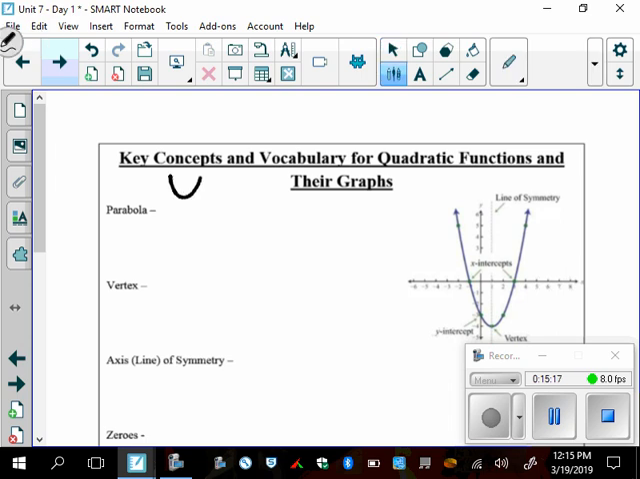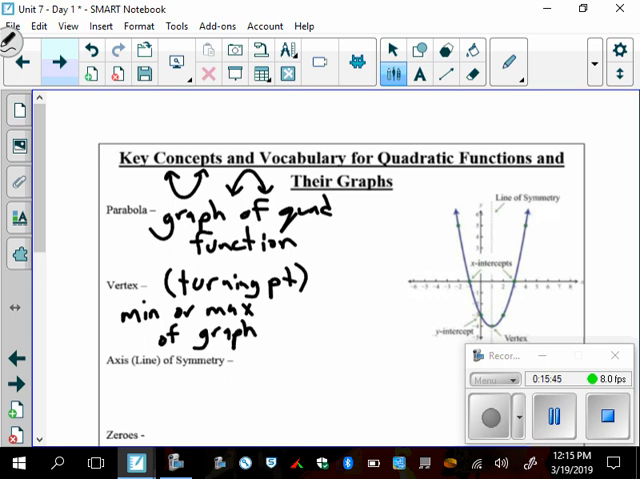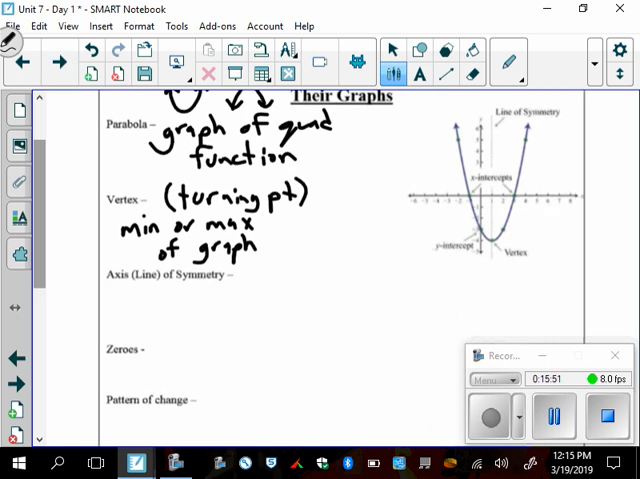So a parabola can look like that or that. This is the graph of a quadratic function. The vertex is also known as the turning point. This is always the minimum or maximum of the graph. It's also in the middle of the pattern in the y's. Okay, so here is my vertex or turning point. Okay, and it's in the middle of that pattern.